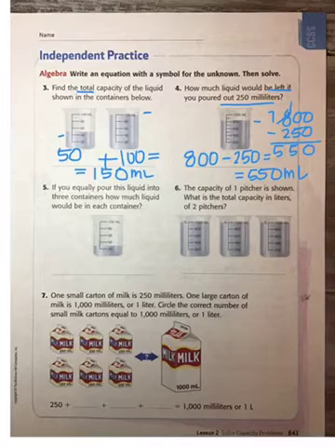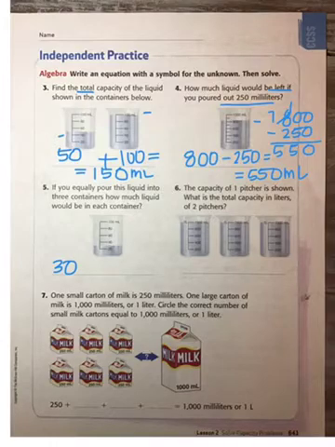Okay, let's look at number 5. If you equally pour this liquid into 3 containers, how much liquid would be in each container? Remember our question about the lemonade and the pitchers? This one is pretty similar, although they're giving us what we're starting with. So what are we starting with? Let's see, it's not 20, it's not 40, it's in between. So 30. So we're starting with 30 milliliters.